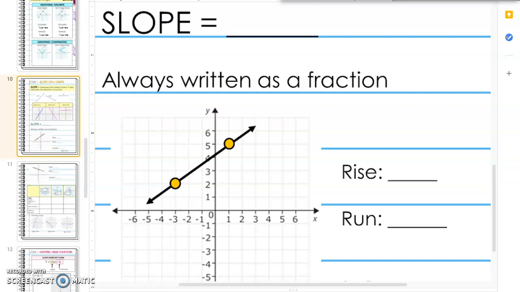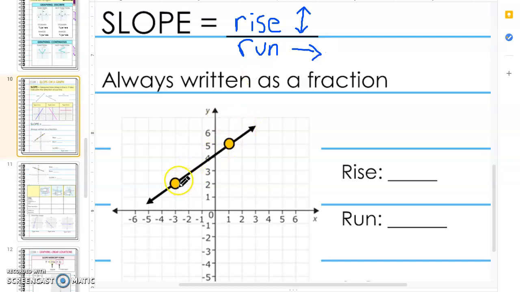All right, so how do we find slope? Well, slope is always written as a fraction, and it's always our rise, which is how many up or down from one point to the next, over our run, which is how many over it is to get to the next point. So here's an example.